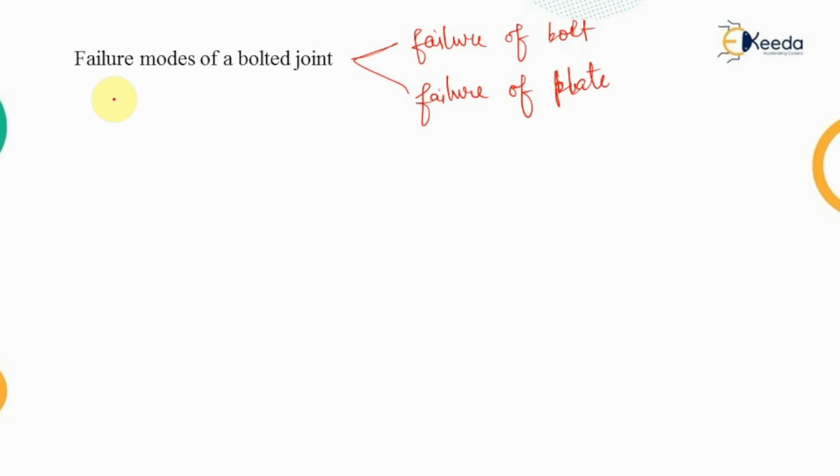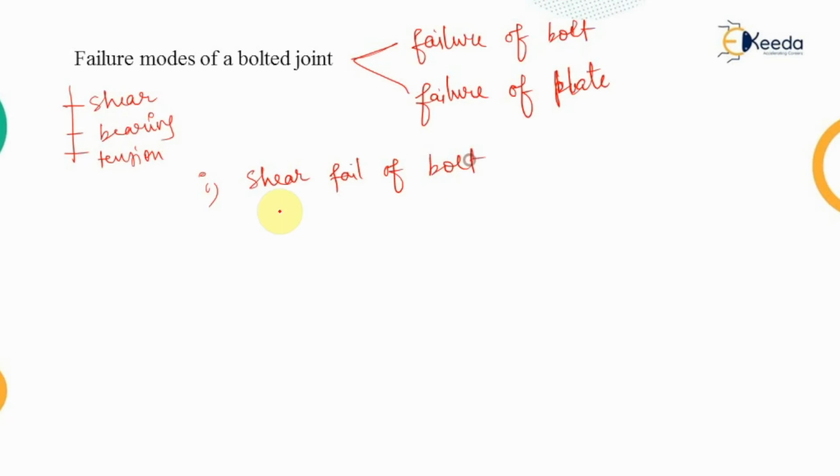Now these failures are primarily classified into three categories: the shear failure, then the bearing failure, and the third type of failure is the tension failure, or that is known as the bending failure. That means there can be a total of 6 categories. The first category is the shear failure of the bolt. The second category will be the bearing failure of the bolt, and the other category will be the tensile failure of the bolt.